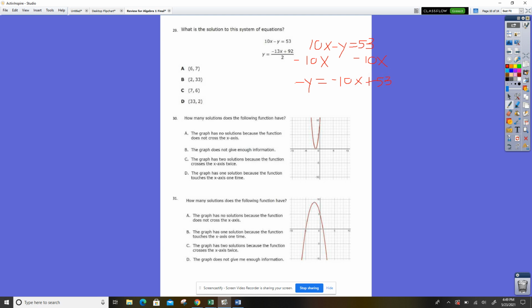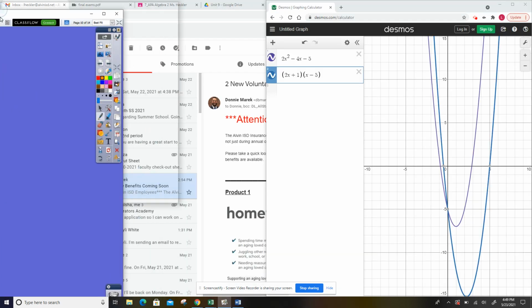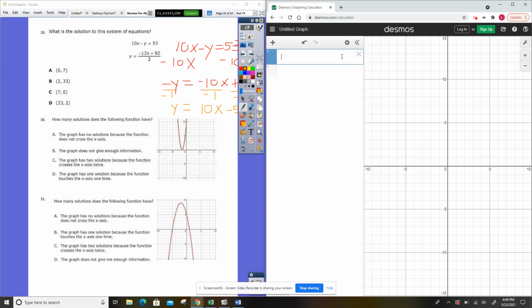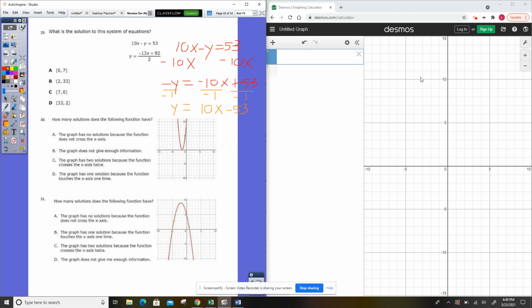Now, y is almost by itself, but I need to get rid of that negative. So I'm going to divide both sides by -1. I'm going to divide everything on both sides, and I get y is equal to positive 10x minus 53. And now that I have y by itself in both equations, I can graph this in Desmos. So I'm going to clear off my graph, and I'm going to start with this equation. Doesn't want to stay. Let me try moving it over here. So my first equation is y equals 10x minus 53.